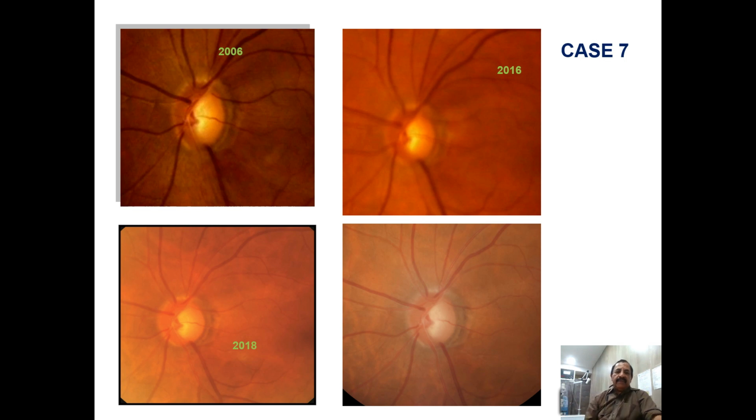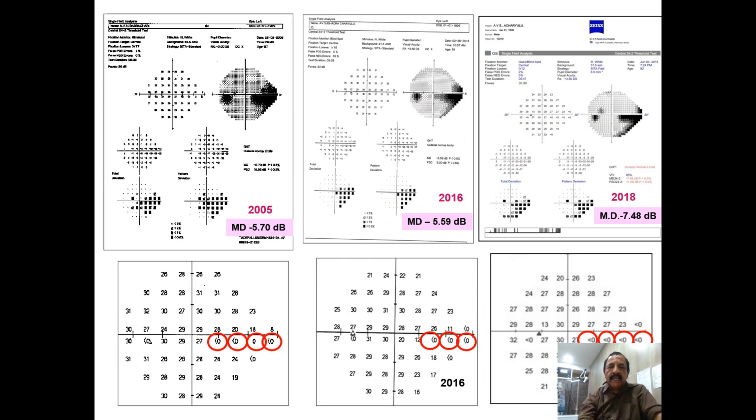This is case 7. In this case, I followed this patient from 2005 till date. Initially, up to 2016, I thought that it was a single localized scotoma that started outside, and I missed the absolute scotoma at the 3-degree point. I thought that this scotoma started from the periphery and was coming to the center.